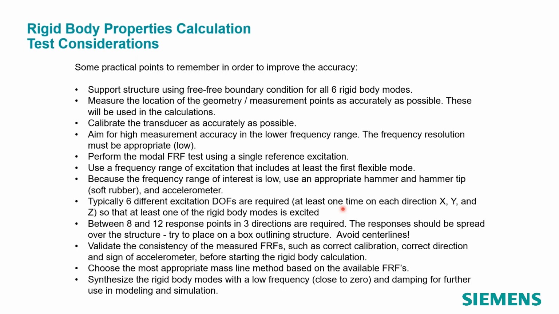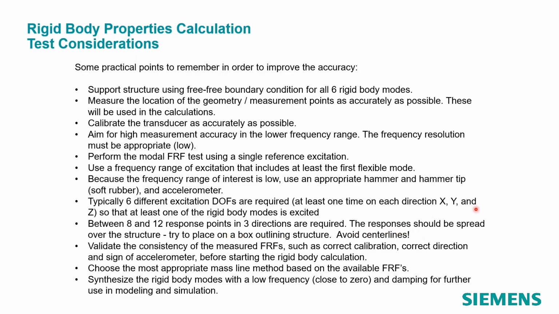So you want to probably pick the boundaries of your test object and pick your X, Y, Z impacts along the boundaries such that all 3 translation modes are excited as well as the 3 rotational modes. So we'll avoid the center line. And then between 8 and 12 response points in 3 directions are required. Responses should be spread over the structure. Try to place them on a box outlining the structure.